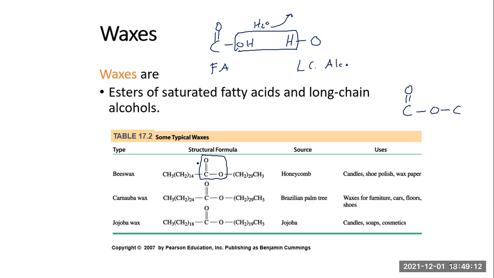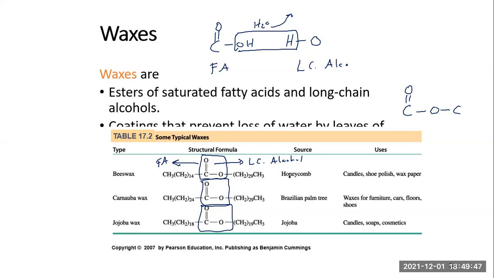Going towards the double bonded oxygen is our carboxylic acid, our fatty acid. Going towards the single bonded oxygen is our long chain alcohol. Again, you can see that same ester bond occurring in different types of waxes: honeycomb, waxes for cars and so forth, carnauba wax, and beeswax.